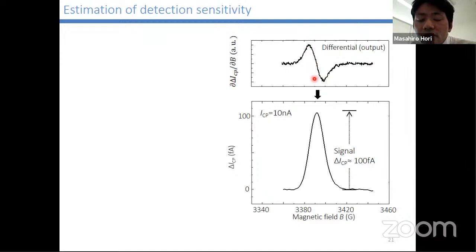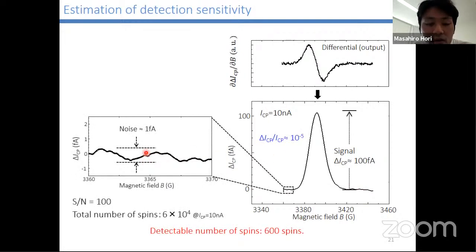This figure shows the differential spectrum as I showed in the previous slide. We integrated this signal with respect to the magnetic field. So this is the original signal or integrated spectrum. The signal intensity is 100 femtoampere and the noise is 1 femtoampere. Therefore, the signal to noise ratio is 100. From the charge pumping current, the total number of spins is 10 to the 4. Therefore, the detectable number of spins in our present measurement system is on the order of 100 spins.